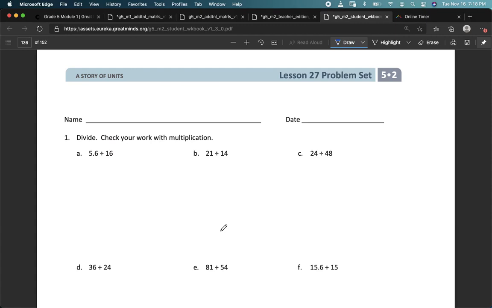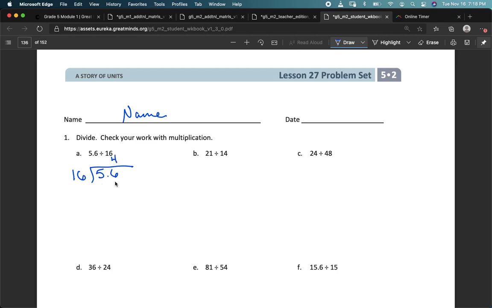Okay, Lesson 27, problem set, name on your paper. Number 1, divide. Check your work with multiplication. Okay, so 5.6 divided by 16. Now I'm going to look at this and I'm thinking to myself, this is 56 tenths. So 16 could go into 56 about how many times? Well, if this were 15, 30, 45, 60, and it's a little short, so I'm going to estimate 4.